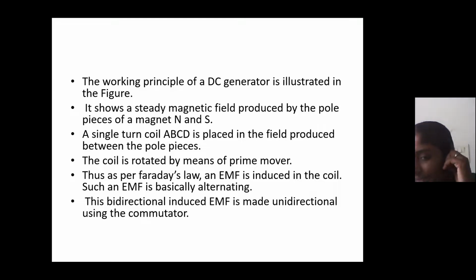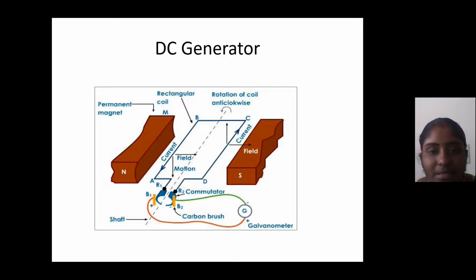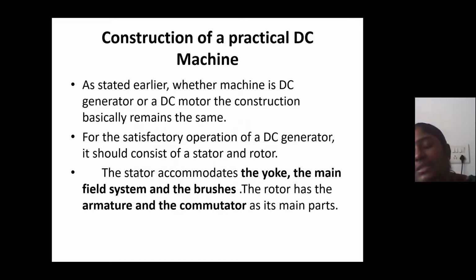Thus, as per Faraday's law, an EMF is induced in the coil. Such an EMF is basically alternating. The bidirectional induced EMF is made unidirectional using the commutators. So this is the diagram we already discussed. This is the basic principle of a DC generator.